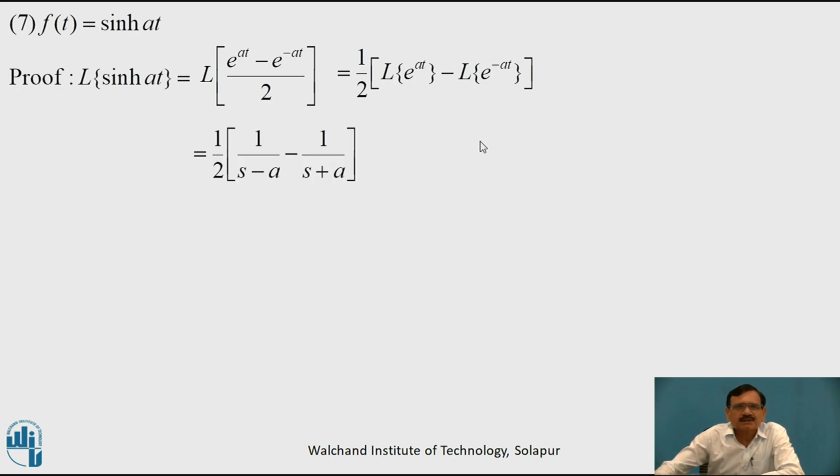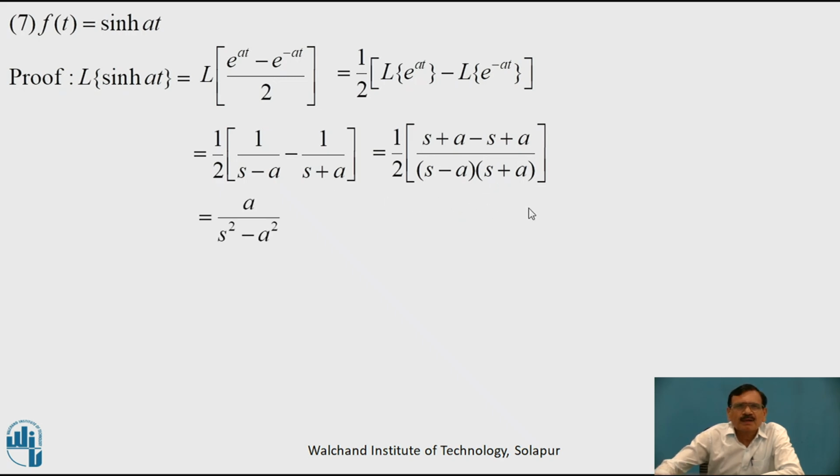And just now we have seen that the Laplace transform of e raised to at is 1 upon s minus a, minus the Laplace transform of e raised to minus at, which is 1 upon s plus a. By simplifying, this is equal to 1/2, taking the cross multiplication, you get s plus a minus of s minus a, means minus s plus a, divided by s minus a into s plus a, and here s will get cancelled. 2a divided by 2 means we get a, and s minus a into s plus a is s square minus a square. Therefore, the Laplace transform of sinh at is a upon s square minus a square.